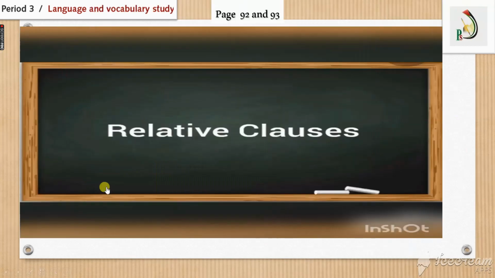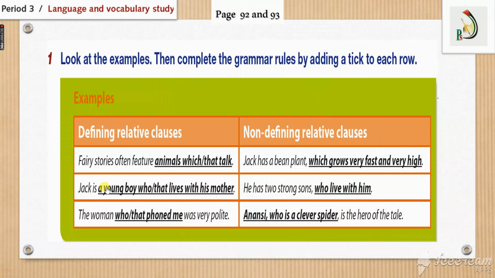There is a video on YouTube for relative clause. I showed it to my students, and if you have time, go on YouTube and you will find this relative clause video. Since we do not have enough time for the video, I'll go to the examples. Look at the examples, then complete the grammar rules by adding a tick to each row.